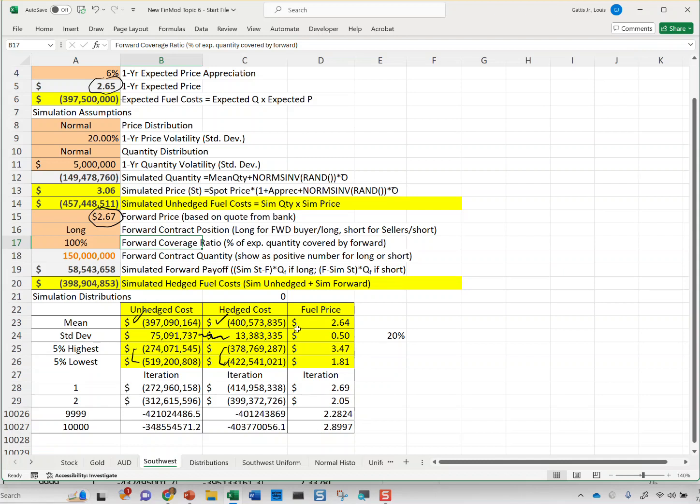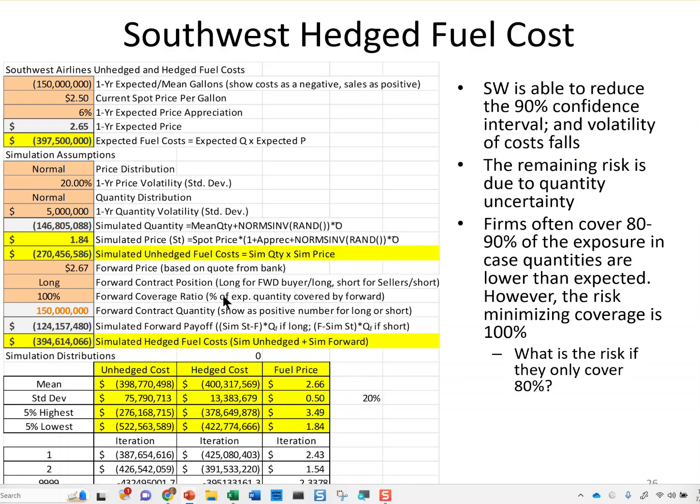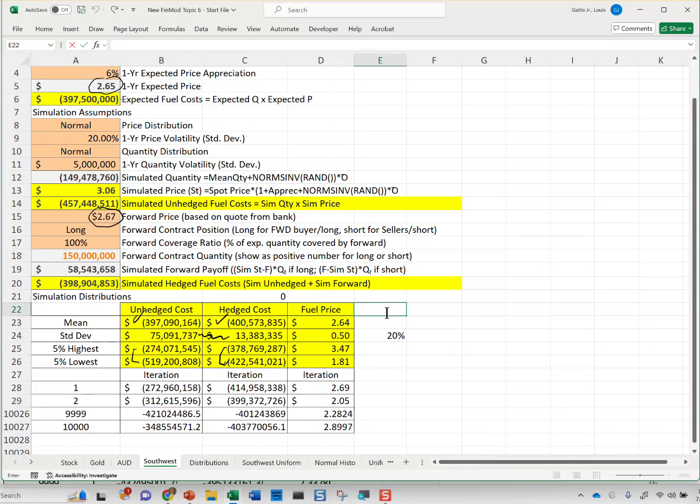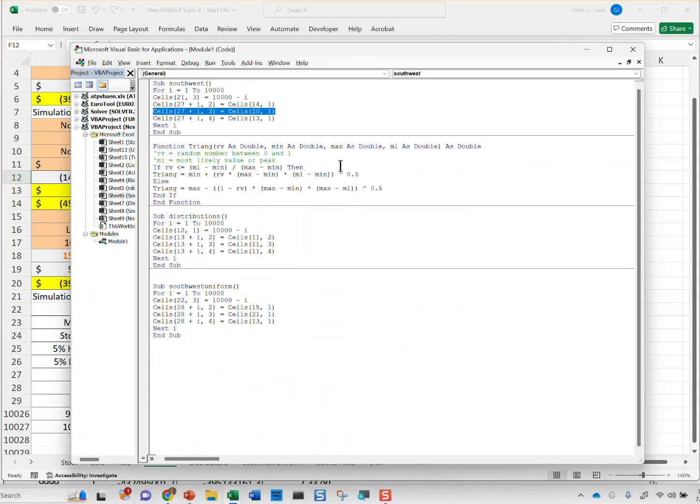And let's just take one more look at that macro to see how that worked. You can see that it's for I equal 1 to 10,000, next I. This is the counter. That's doing 10,000 down to 1. This is taking the unhedged cost and putting it into column B. This is taking the hedge cost and putting it into column C. And this one is actually just taking the simulated price of fuel and putting it into the following column. So that's why all of them are being done within that one macro.